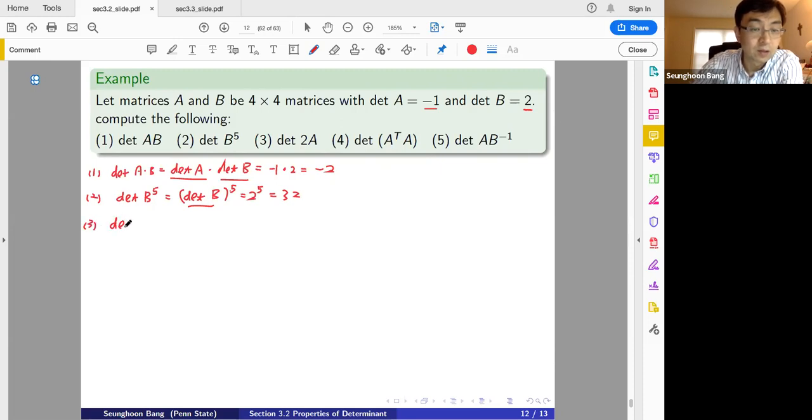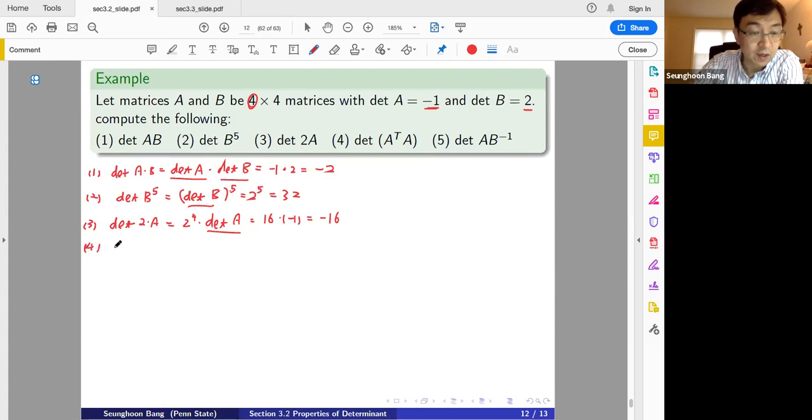Third one, the determinant of 2 times A. 2 is a constant. You can check, this is the number below the A. So it is exactly 2 to the power 4 times the determinant of A. 2 to the 4 is 16, times the determinant of A, which is -1. The answer is -16.